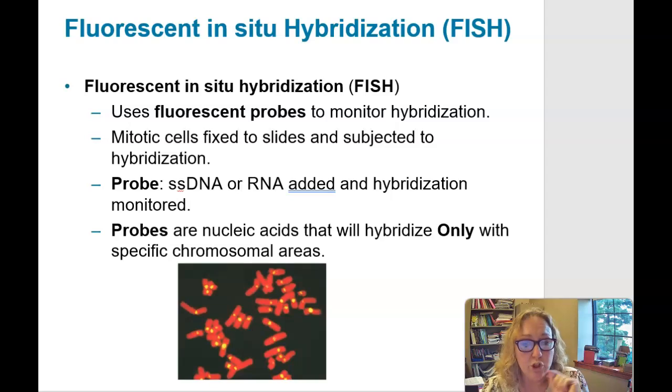FISH actually is when we use that and we put a fluorescent probe. So this is part of how we do the big sequencing, right? When we sequence a whole genome, a lot of that comes from fluorescent probes. So we have probes that only attach to the uracil, that only attach to the thymine, right? And then you can see, looking at that, which is which. These are just probes that attach to look for hybridization. They only bind specific chromosome areas, so you can see where things are. So this is just a FISH, which is just a hybridization of chromosomes.